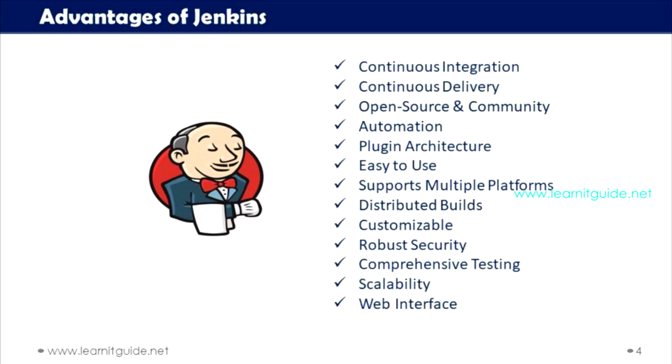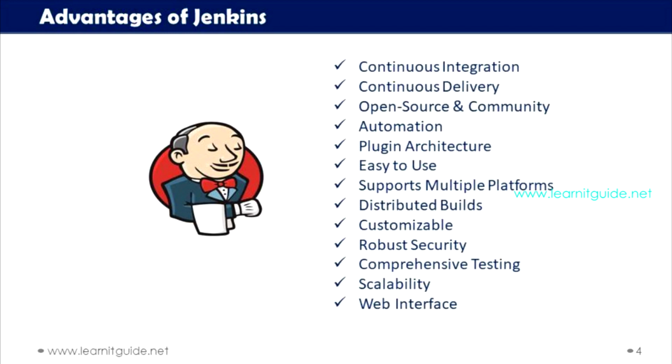Another advantage of Jenkins is automation. Jenkins enables the automation of repetitive and time-consuming tasks in the software development process. It allows developers to define and execute jobs which can include building applications, running tests, and deploying to different environments, all without manual intervention.